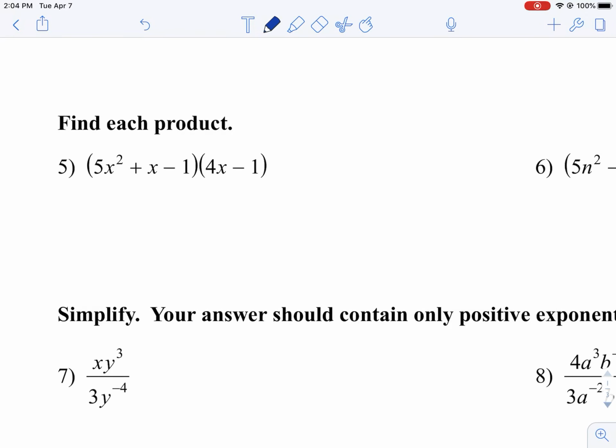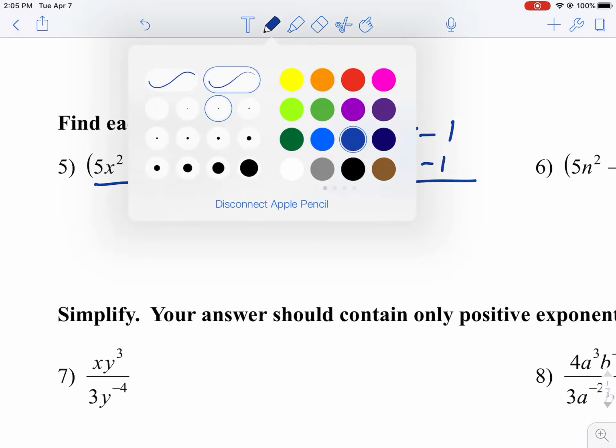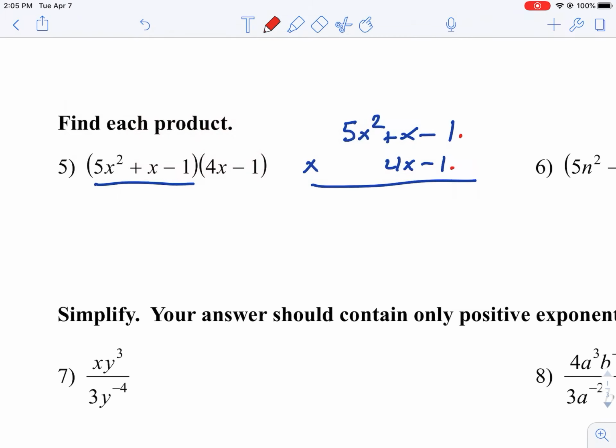Finding the product, okay? Now when we're doing the product, what I like to do, and we did this in class a while ago, is take that first one here, 5x squared plus x minus 1. Put the other one below it, 4x minus 1, and then stack it and do your multiplication. So negative 1 times negative 1 is a positive 1. Negative 1 times x is a negative 1x. Negative 1 times 5x squared is a negative 5x squared.